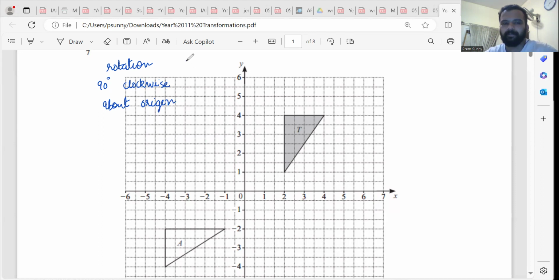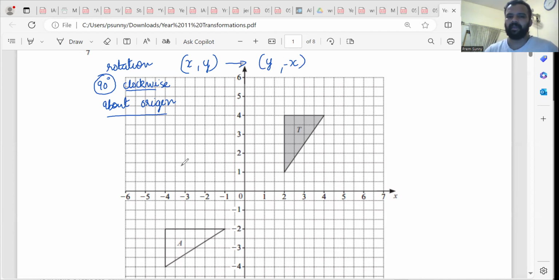So the rule is that suppose we have x, y as the coordinate. As I said, I won't be able to use a tracing paper here, so a simple algebraic method is what I'm going to use. If it is rotation 90-degree clockwise about origin, then x, y, you just swap it. It becomes y and x, and then you change the sign of x. Simple as that. You make it y, x, and change the sign of x.